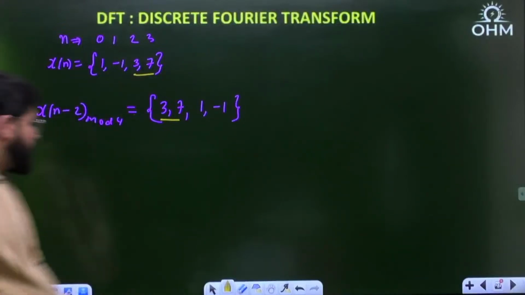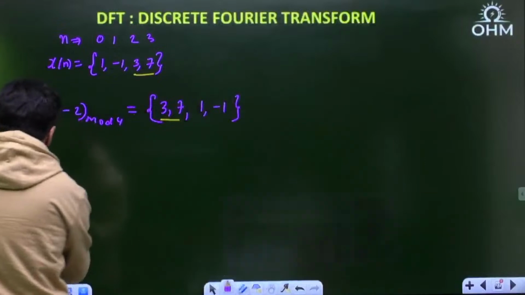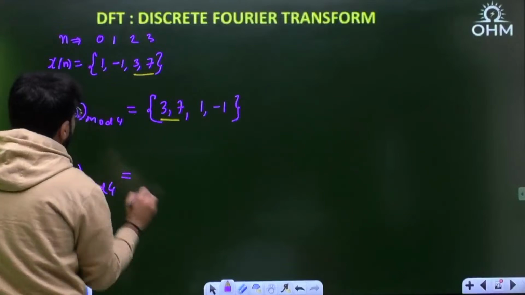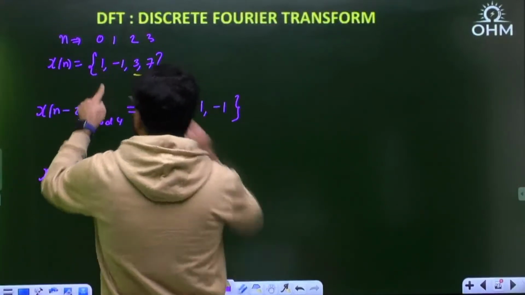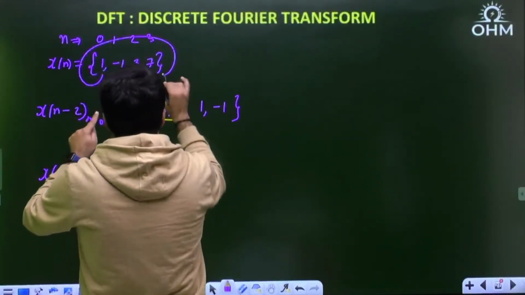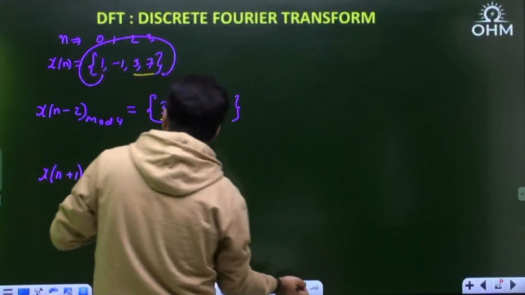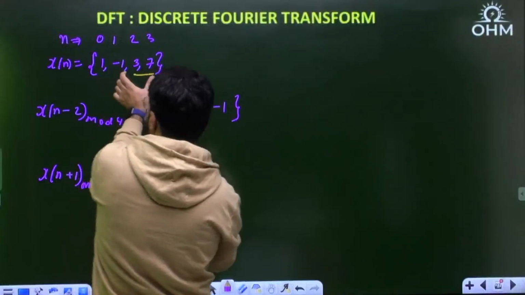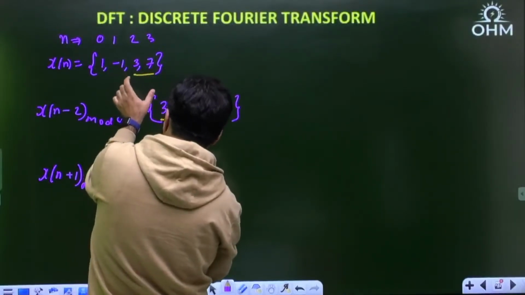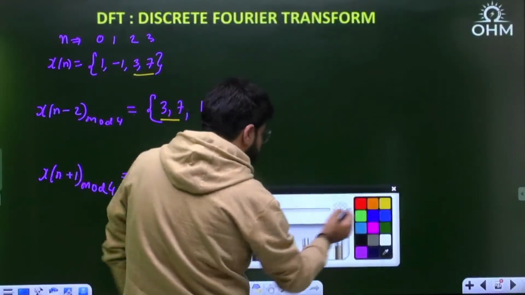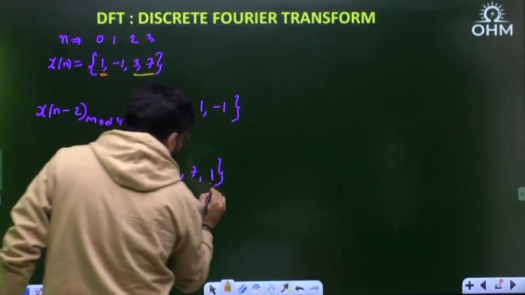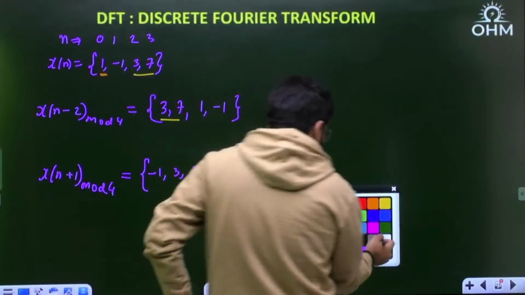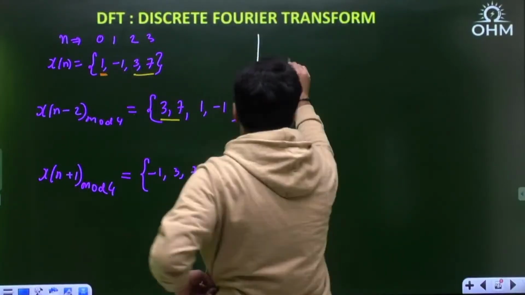Clear, everybody? Vice versa, if I ask you what is x of n plus 1? Left shift, so circular left shift. This signal, which cannot go outside this bracket, will go to the left. That is why I call it circular shifting. So what will come up here? These three will left shift. The signal starts from minus 1, 3, 7, and then this 1 appears at the last. That is what I mean by circular shifting. Clear, everybody?